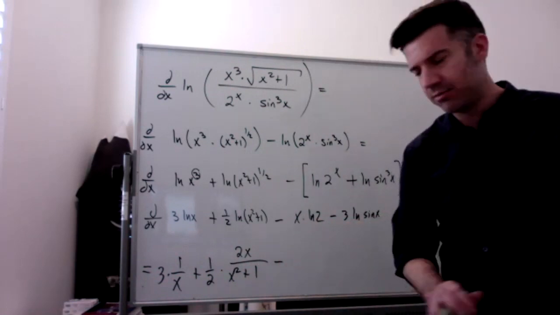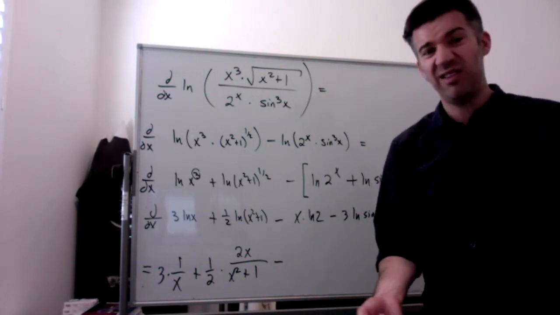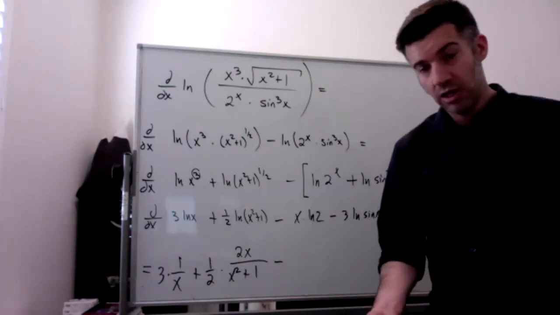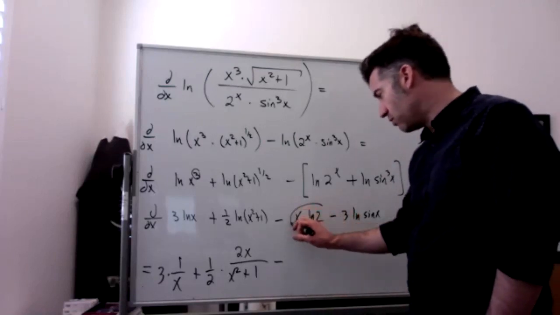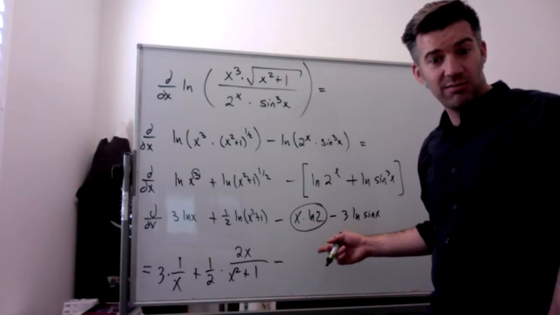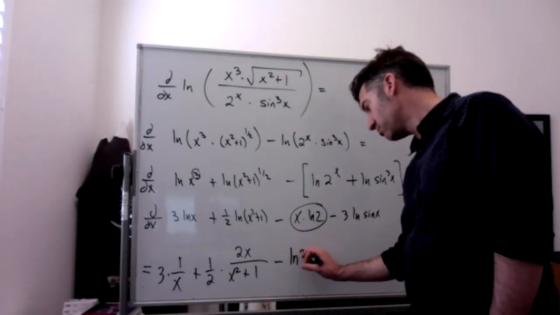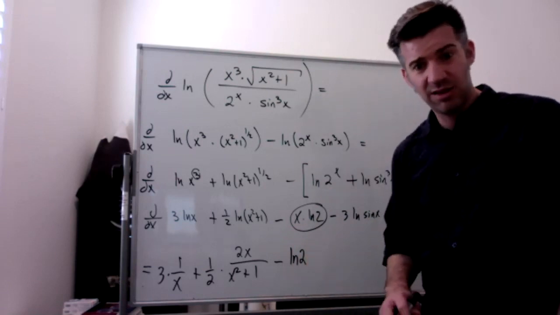Be careful here. The derivative of natural log of 2 is not 1 over 2. The derivative of natural log of 2 is 0. So really the way you should view this is it's x times a constant. The derivative of x times a constant is just the constant, right?